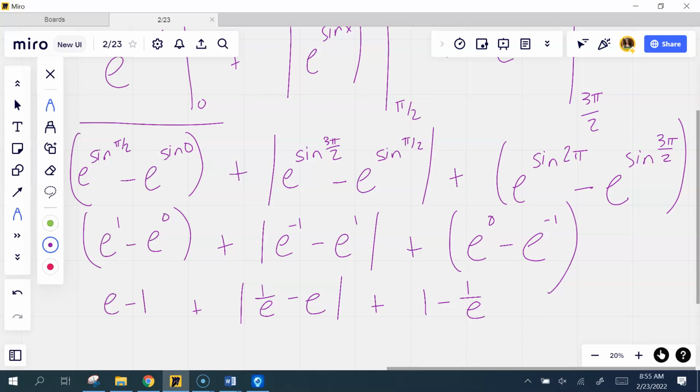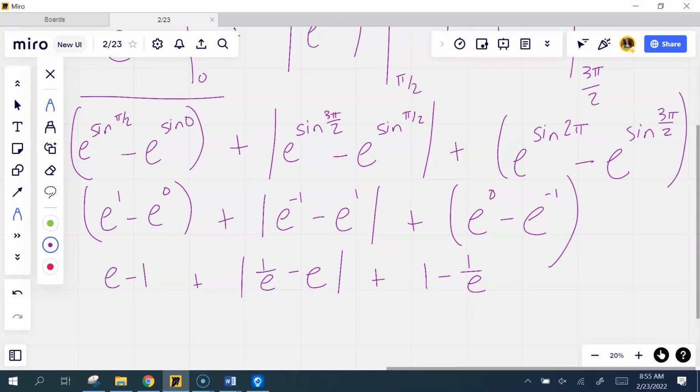Okay, so well, the first thing I need to know is, is 1 over e minus e going to give me a positive or a negative number? I'm just trying to think through if this is going to give me a positive number or a negative number. It's going to give me negative. Do you agree?